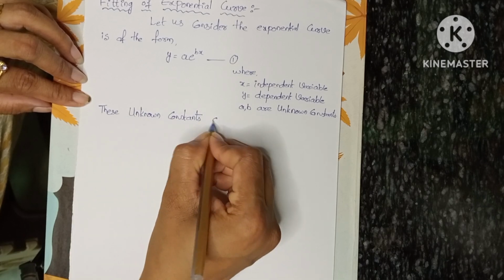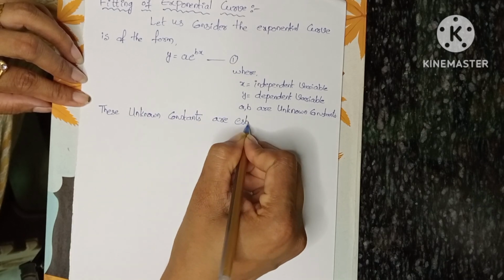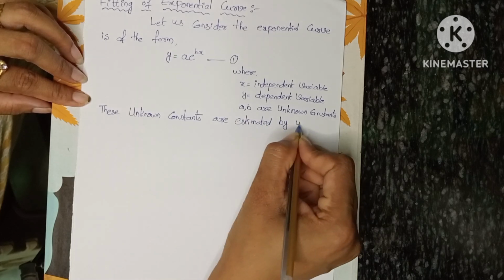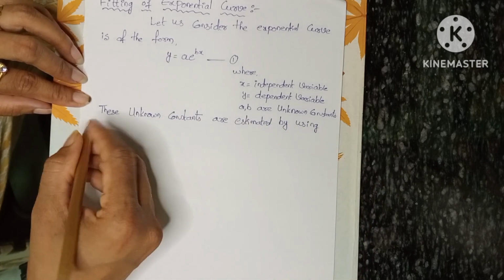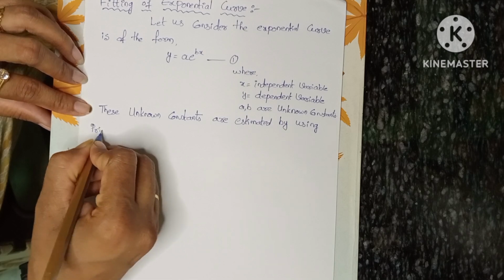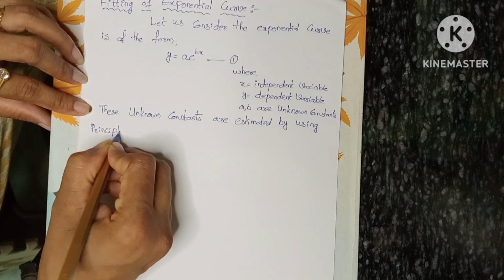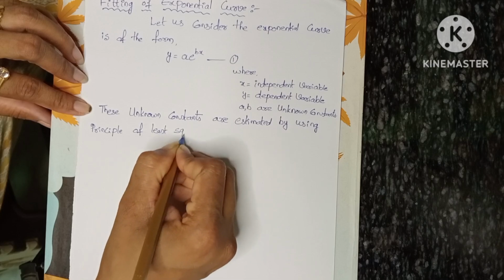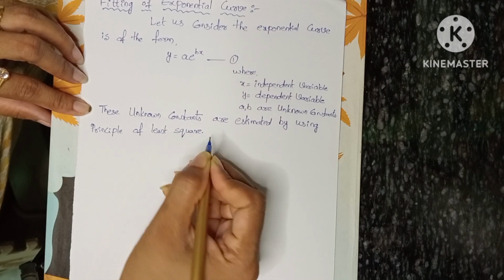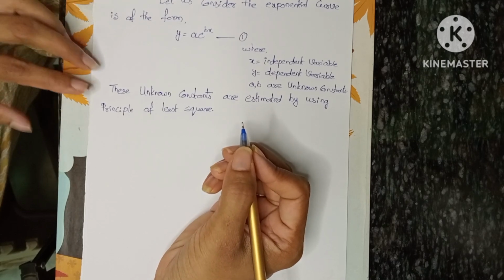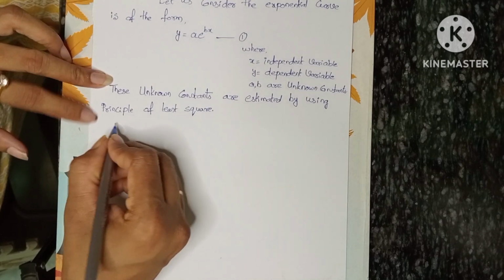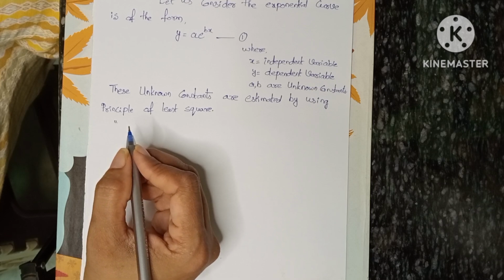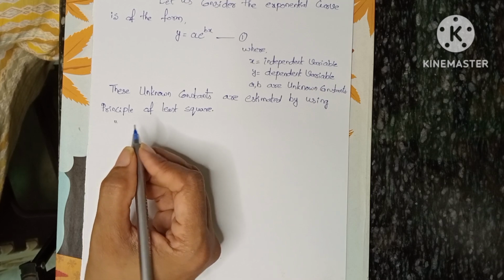These unknown constants are estimated by using the principle of least squares. So by using this method we are going to find out the unknown values. Let us see what the principle of least squares is. We have two statements of the principle, and we can write any one.